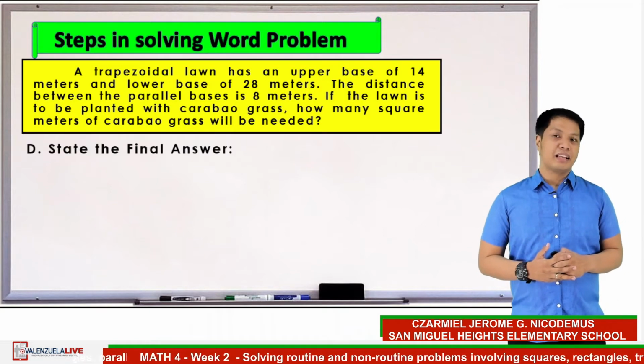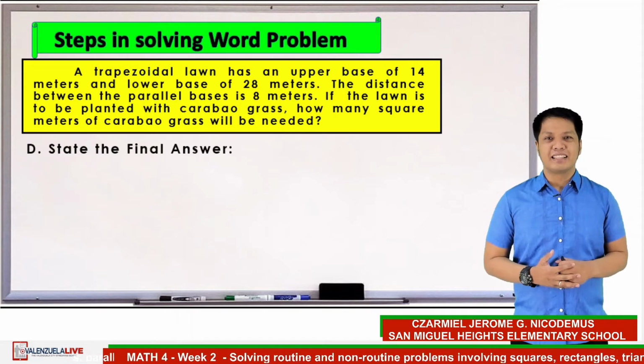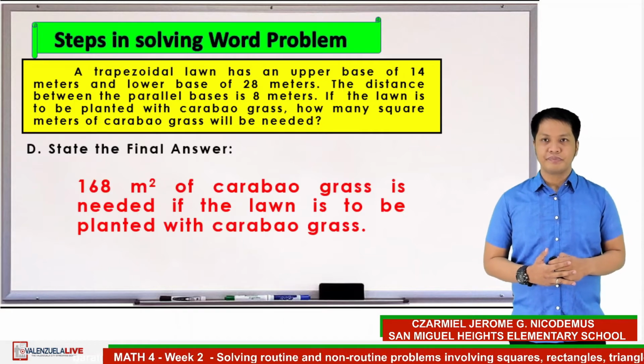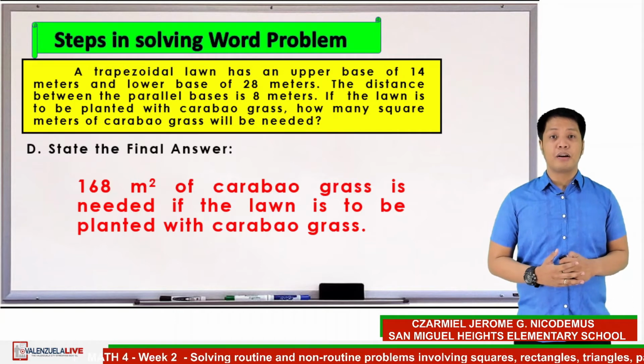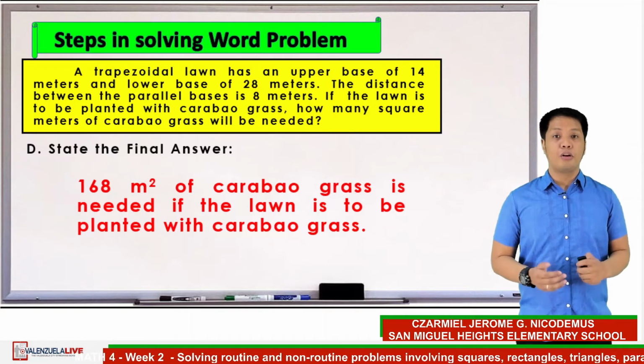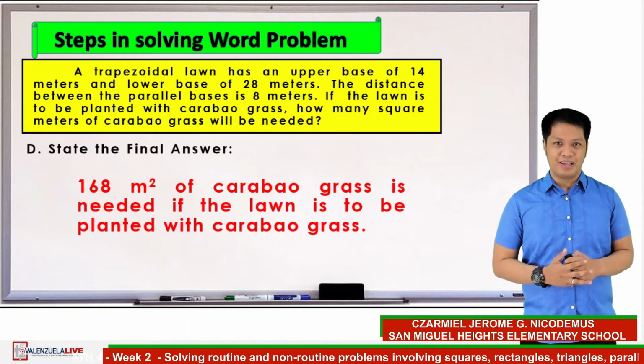So last but not the least is to state the final answer. The final answer is 168 meters squared of carabao grass is needed if the lawn is to be planted with carabao grass.